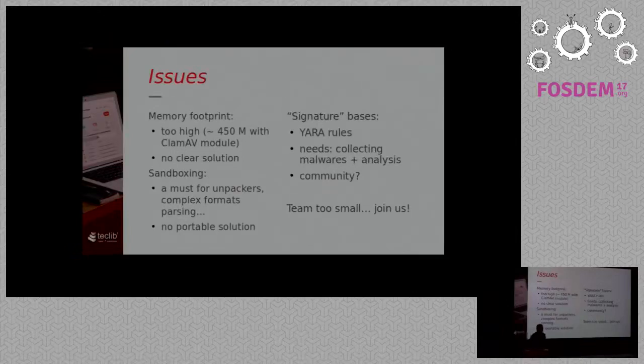But there are still some interesting issues. If we compare with other proprietary antivirus, we have a huge memory footprint problem. Usually a proprietary antivirus has a memory footprint of about 100 megabytes. We run at approximately up to 450 megabytes, which is obviously too high, and this is highly related to the ClamAV module. And we don't know precisely how to fix that now. We have some ideas, but the problem is quite complex.